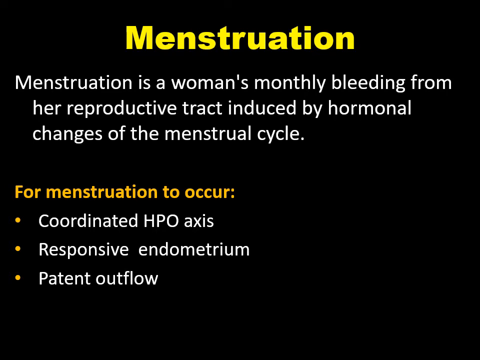For menstruation to occur, we need a coordinated hypothalamo-pituitary-ovarian axis, responsive endometrium, and a patent outflow. All of these parameters must be present for the menstruation to occur.